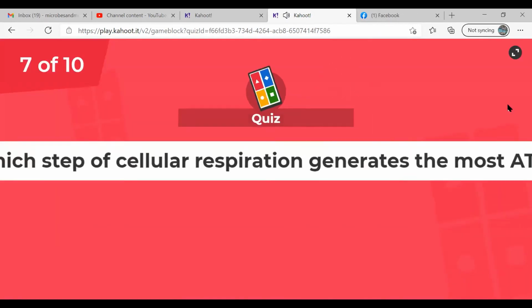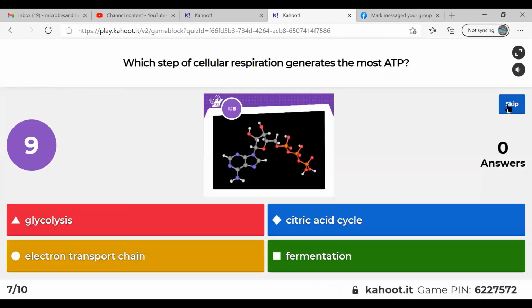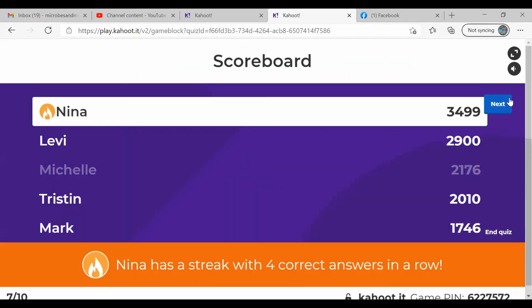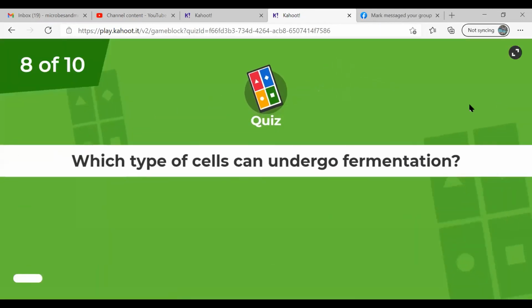Okay, question 7. Stakes are getting higher. Which step of cellular respiration generates the most ATP? Again, I don't like how this one was written because I don't like the right answer. The right answer is apparently the electron transport chain, and that is actually not correct. Remember, the electron transport chain is just half of oxidative phosphorylation. The ATP is not made there. The ATP is made in the final step, which is ATP synthesis. So sorry, I borrowed this one from somebody else. I guess I didn't read it very carefully. But good job if you got the right answer. Electron transport chain was the most correct answer there.